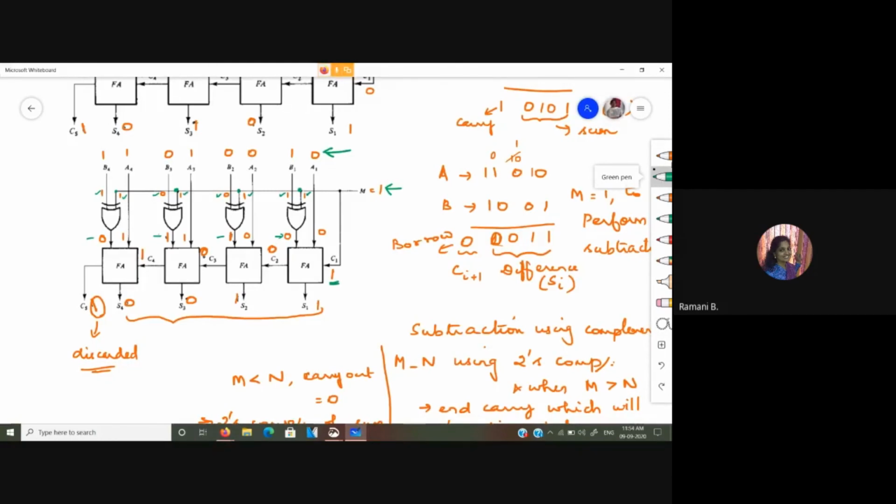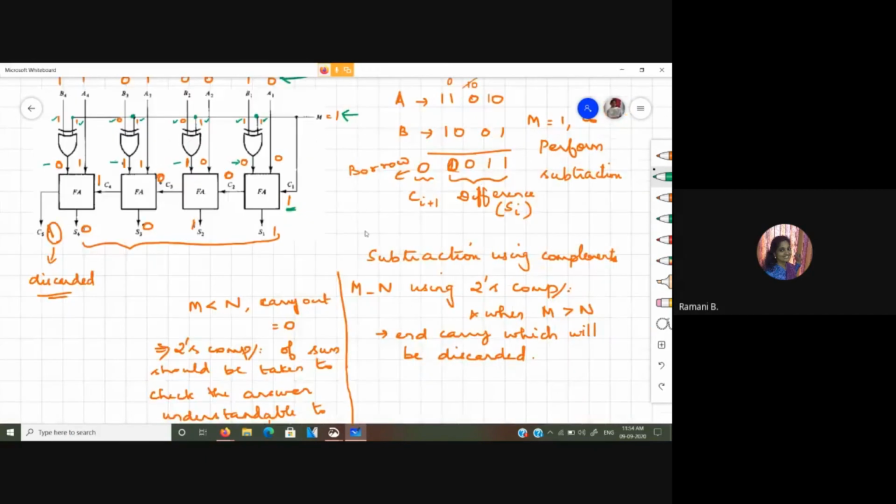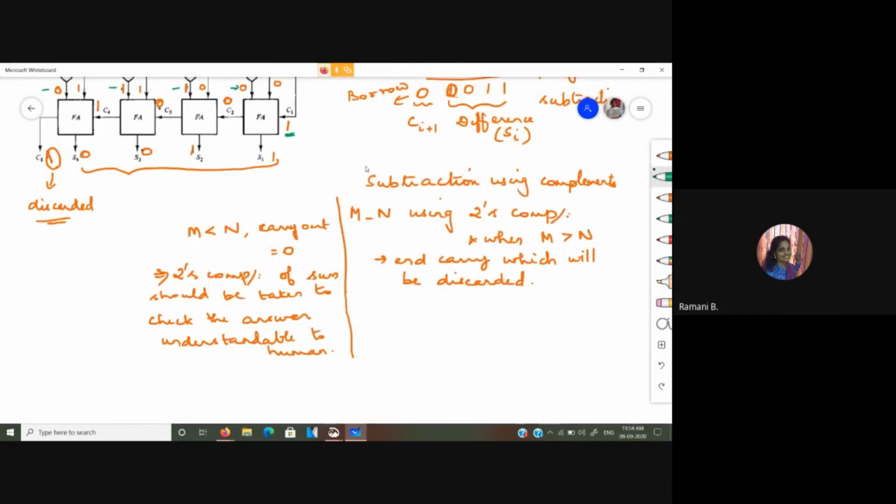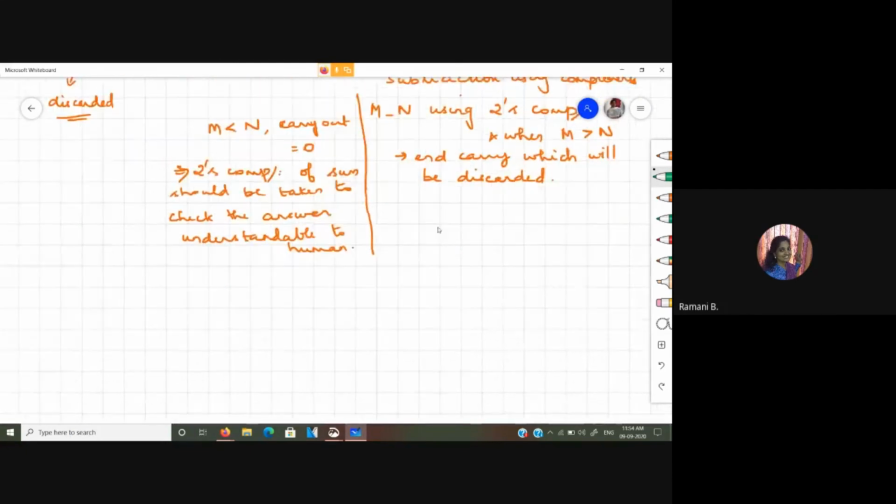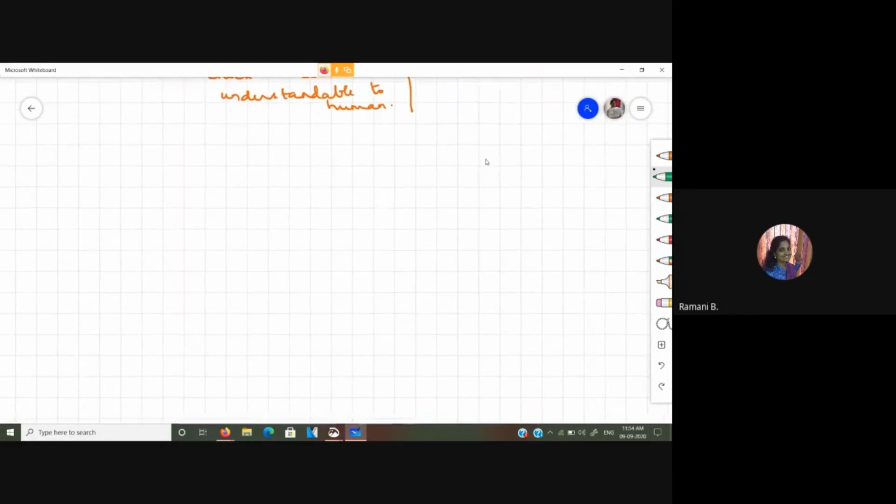But as per our procedure for subtraction using complements, when the m value is greater than n and we are performing m minus n using 2's complement, you will get an end carry which we have to discard in order to get the answer in an understandable form. And when m is less than n, the carry output will be 0 and the sum output, in order to understand it, you should take the complement. So let us just invert this example and see that.